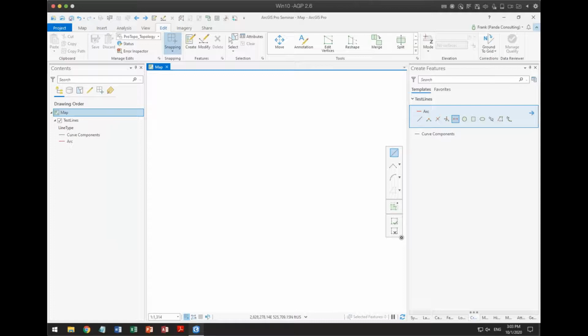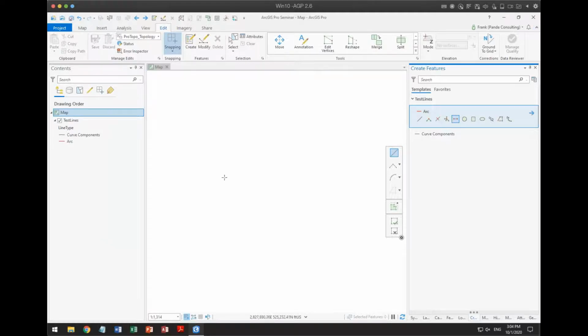So that's sort of the general layout for what we want to do today. Like I said, it's going to be a little bit different. There won't be a whole lot of ArcGIS Pro in here, but more of a primer on curves. What are they? How do you work with them? So let's just start by actually creating a curve.